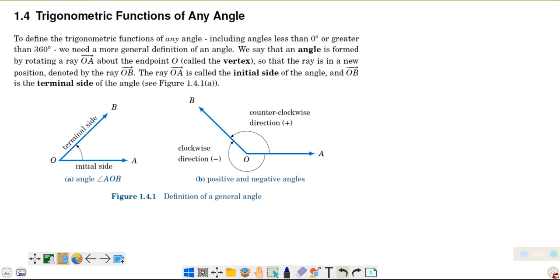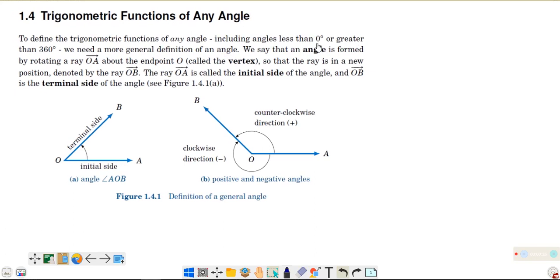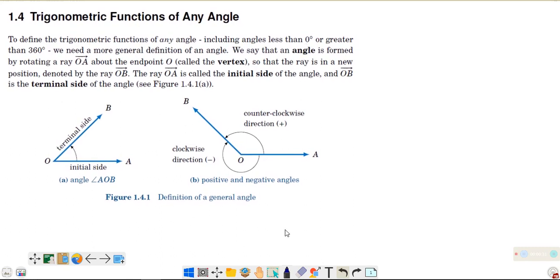This is Miss Rena, and for today's video discussion, we're going to talk about trigonometric functions of any angle. Let's start. So to define the trigonometric functions of any angle, including angles less than 0 degrees or greater than 360 degrees, we need a more general definition of an angle. Take note that this time, hindi na tayo limited with just acute angles, right angles, obtuse angles, and straight angle. Meron na rin tayong mga negative angles.